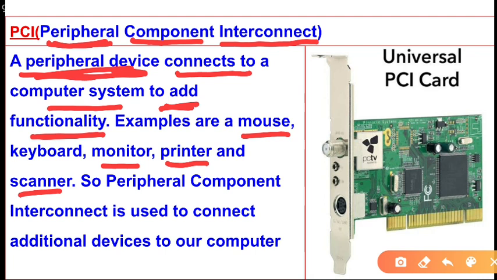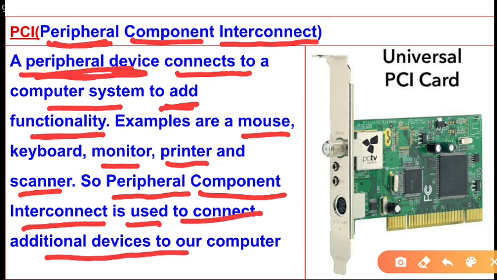So what is PCI? PCI, or peripheral component interconnect, students, is used to connect these additional or peripheral devices to our computer. If you want to connect an additional speaker to your computer, where will you connect it? You will connect it to the PCI card. See, this is how a PCI card looks.